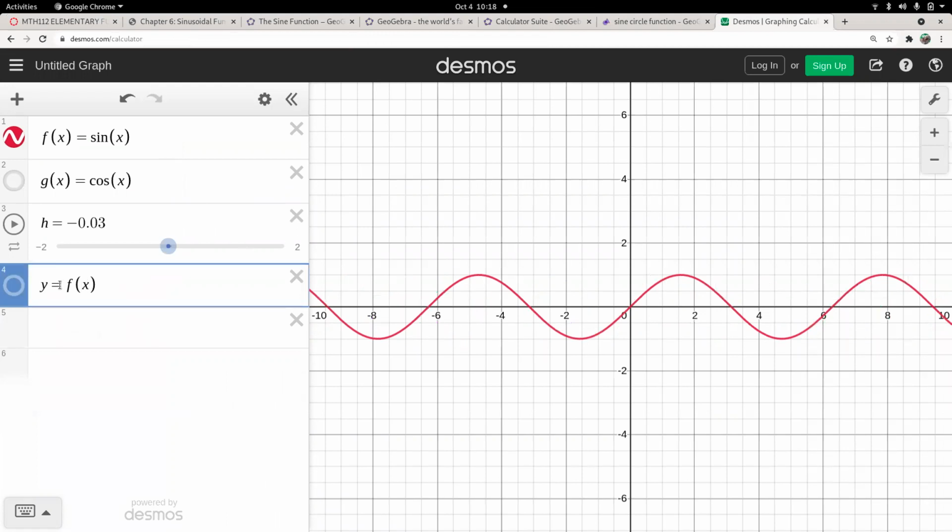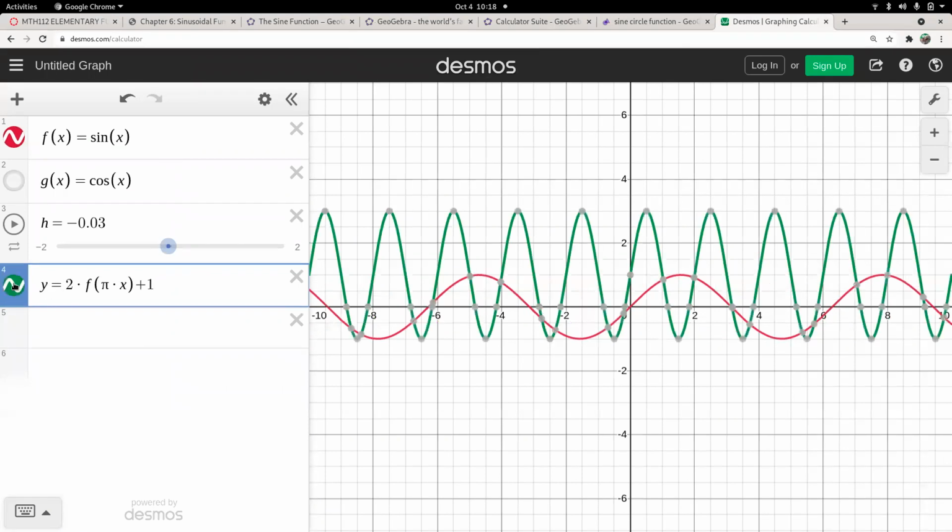I want there to be a 2 on the outside of my function. And I like to put the times in, but that's optional. And then on the inside, I'm going to do a pi times x. And then on the outside out here, I'm going to do a +1. Let's see if that matches my prediction.